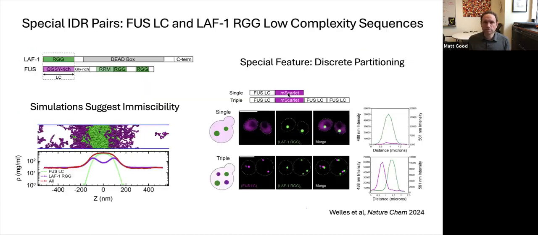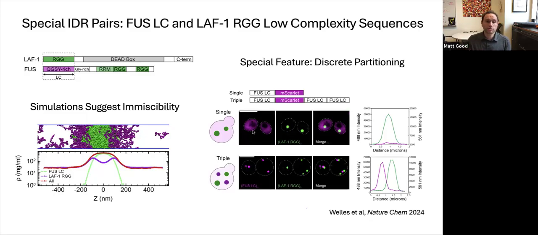So ultimately, in the paper, we decided to focus on one pair that uses the low complexity domain from FUS and the RGG domain from LAF1. We had some additional work from a collaborator, Jitain Mittal's group, simulations that suggested that these were miscible. And then what did the actual data look like here in yeast? So if we take this top panel, we're expressing LAF1 as a tandem, and it makes these green condensates. The low complexity domain of FUS, FUS LC is what I'll call it, has a very high CSAT. So with a single domain fused to a fluorophore, it doesn't form compartments. So it's really the client here.